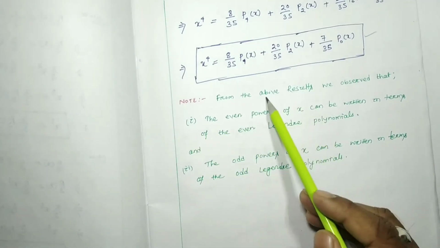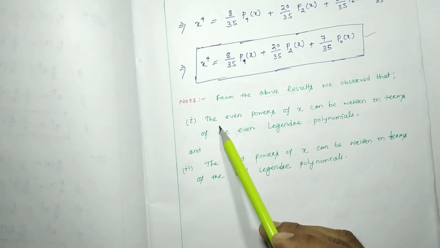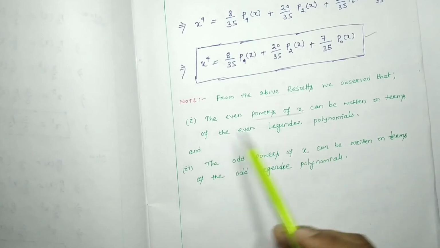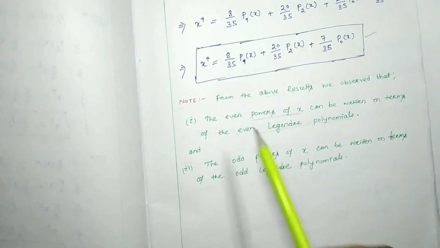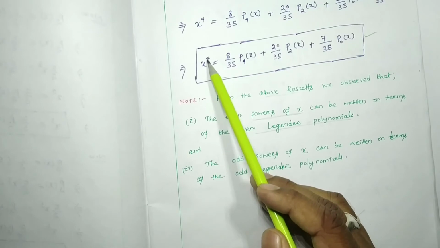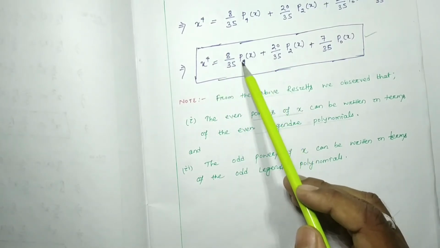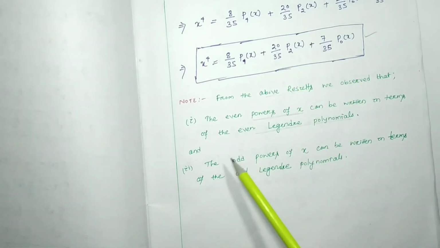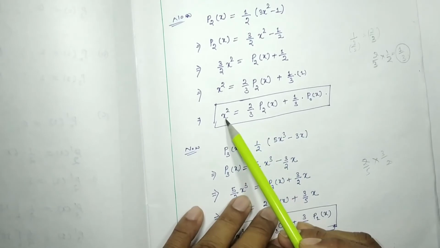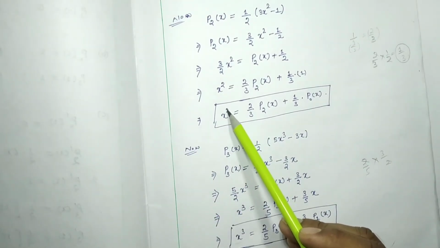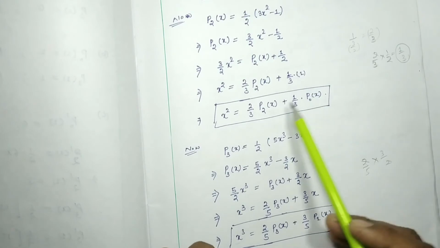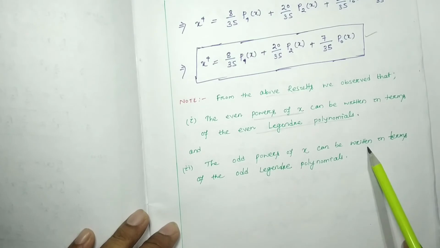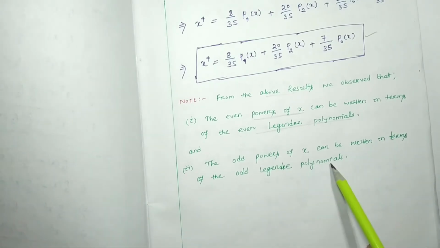From the above results, we observe that the even powers of x can be written in terms of even Legendre polynomials. That means, see, x to the power 4 is an even power, always expressed by even polynomials. See, P4, P2, P0 are all even. Now we consider x square. Square means 2 is even, so here P2, P0, both are even. The odd powers of x can be written in terms of odd Legendre polynomials.